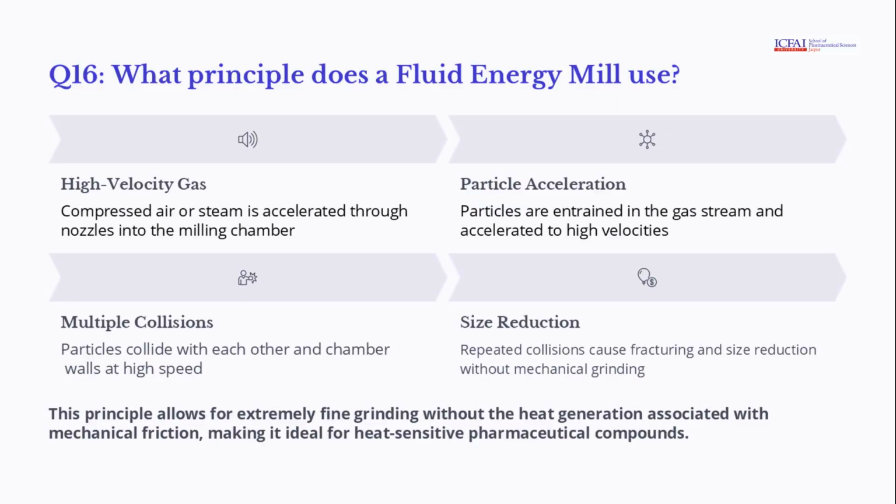Fluid energy mills use high-velocity gas to accelerate particles into the milling chamber, causing multiple collisions and size reduction without mechanical grinding. This allows for extremely fine grinding, ideal for heat-sensitive pharmaceutical compounds.